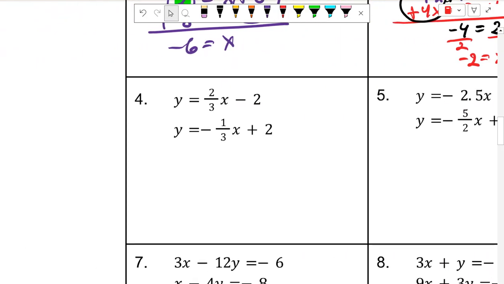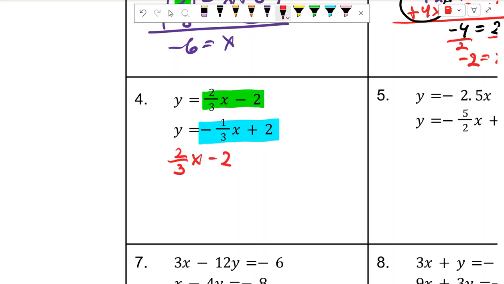Now, I'd like you to see number 4 and go, that looks familiar. That was in our last lesson, and I remember Mr. Croker saying, hey, it's too hard to tell what the solution is on a graph. That is the exact same problem that we did. So what you're going to do is make this equal to this, just like we have been doing. So set that up. 2/3 x minus 2 is exactly equal to -1/3 x plus 2.